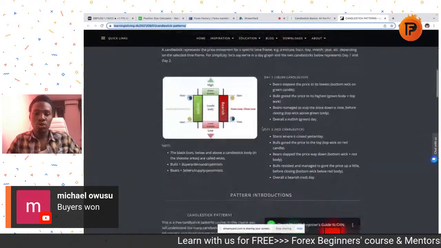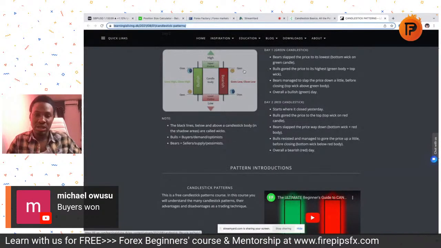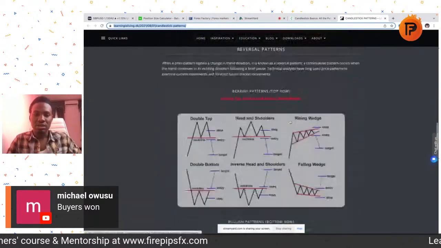So for those who do not really know how candlesticks are being formed, I explained earlier, but if you still want a graphical representation, they're all here. All right, so now let me fast forward and take you to the chart patterns.